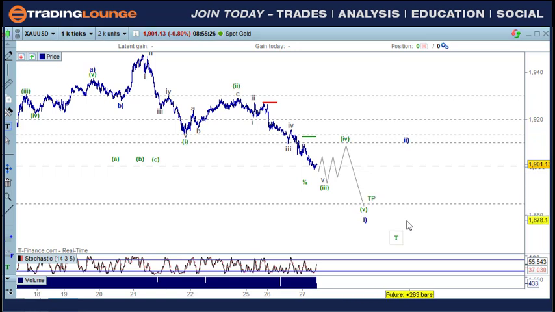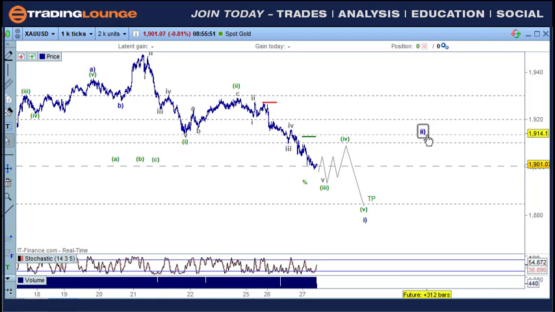on this wave 5 here, because we don't want to get caught in this wave 2. It can come back to the wave 4 of one lesser degree, or could come a bit higher or a bit lower, but we'll see how that plays out. But this is our goal, to get to this point here.